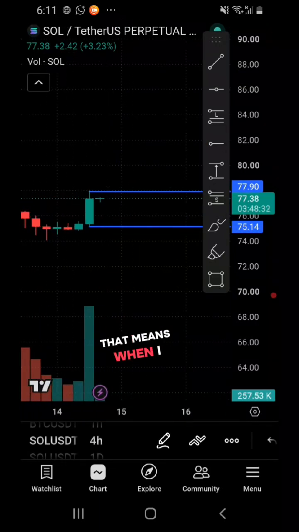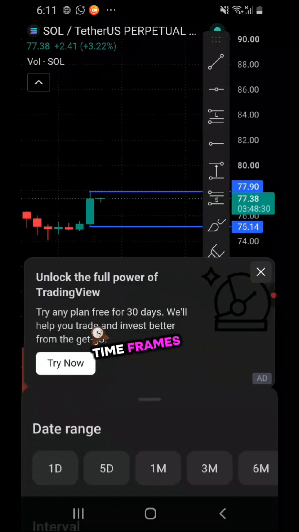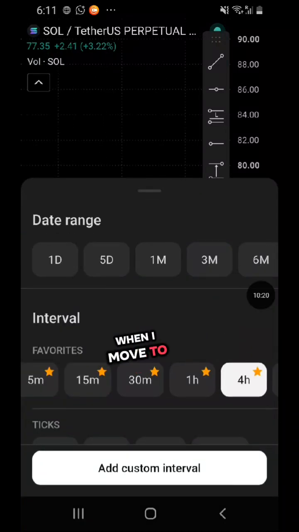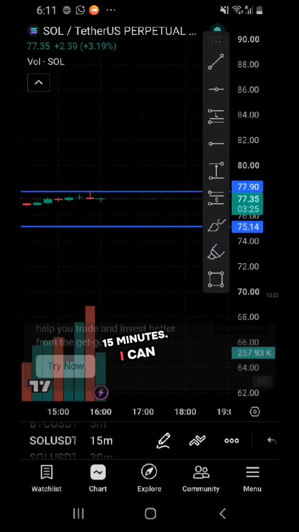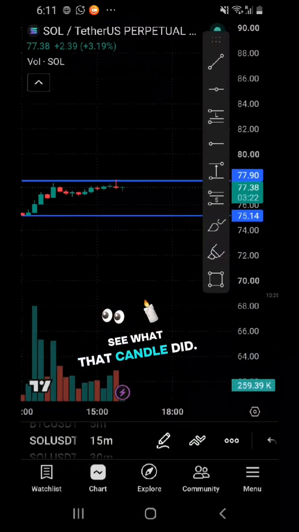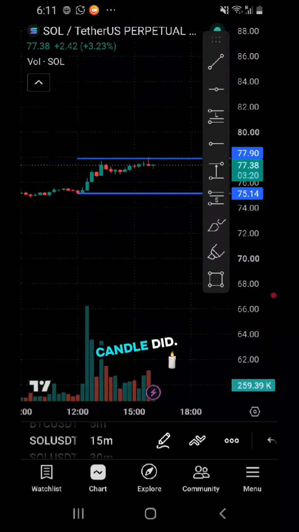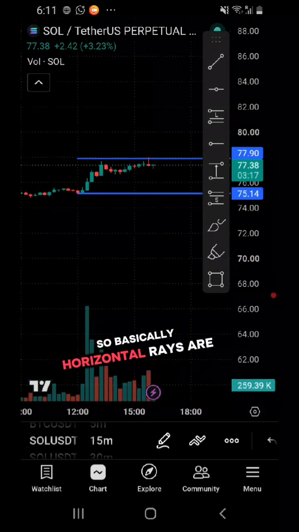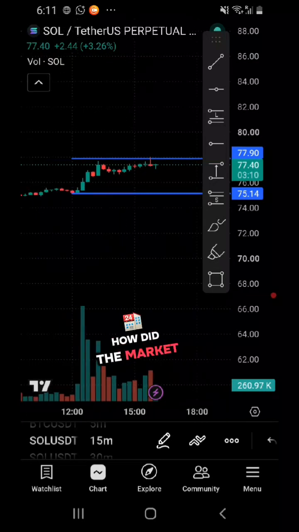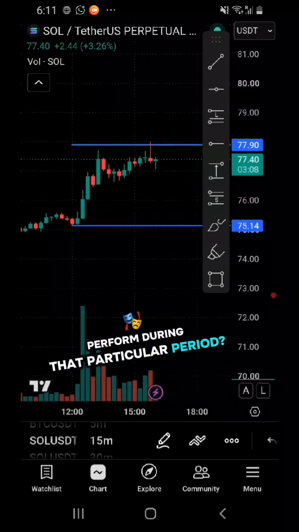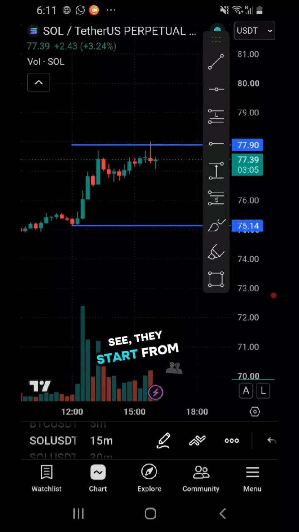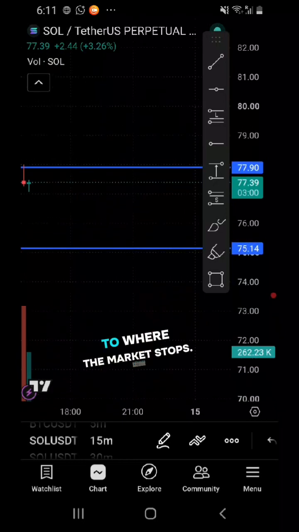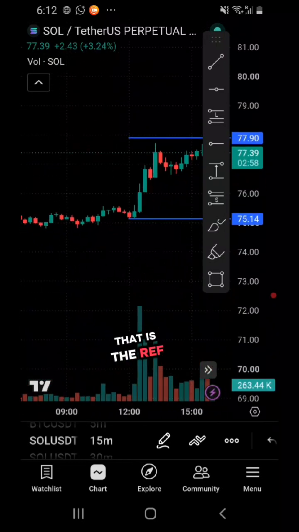That means when I move to the smaller time frames, because we are now in 4 hours, when I move to, for example, 15 minutes, I can see what that candle did. So basically, horizontal rays are for ranges. You want to know a particular range. If I start from here up to here, how did the market perform during that particular period? And as you can see, they start from where you put them, and that's where they stop. Then they go up to where the market stops. That is the ray for you.